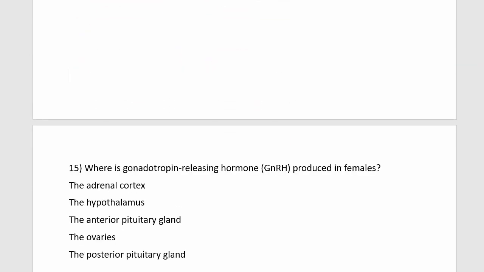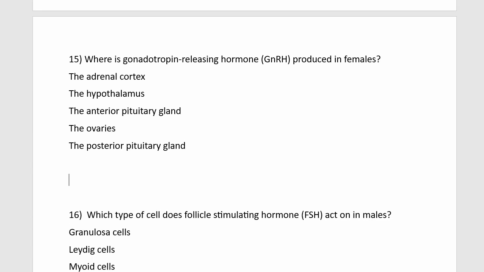Okay, question 15. Where is gonadotropin releasing hormone, or GnRH, produced in females? Is it in the adrenal cortex, the hypothalamus, the anterior pituitary gland, the ovaries, or the posterior pituitary gland?